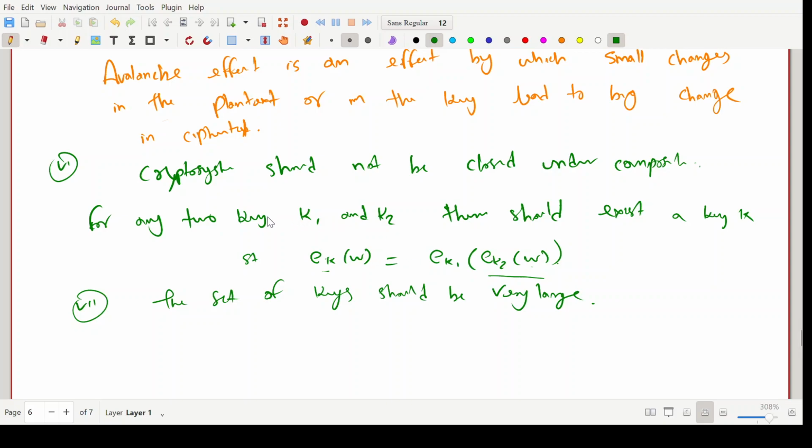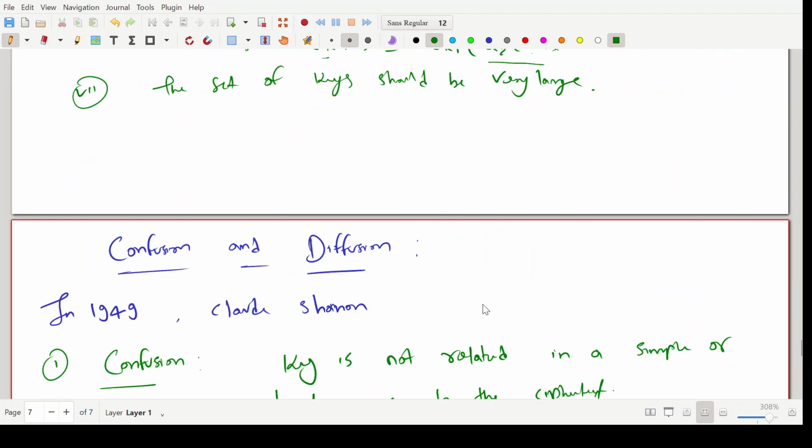Now crypto systems should not be closed under composition. That means suppose I have two keys, there should not exist a key k such that ek of w is equal to ek1 of ek2 of w. That means your message is encrypted with k2 and that encrypted message is encrypted with k1. This should not be decryptable by a single key k. Okay, the set of keys should be very large.